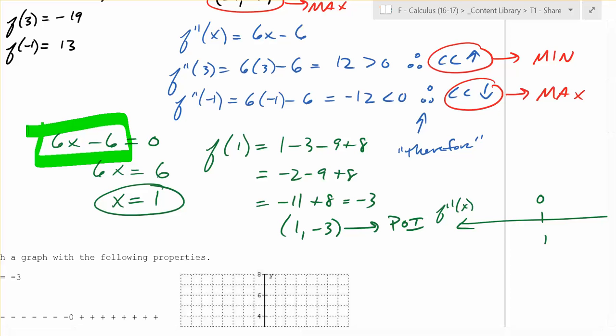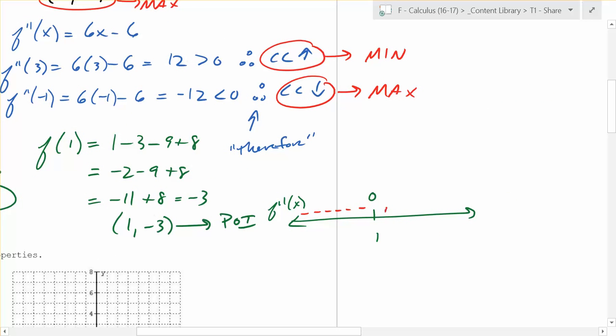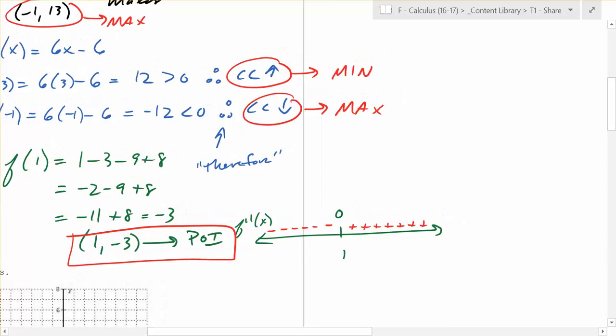Plug in 0 into that. What's f double prime of 0? Negative 6. So that means that this whole thing has to be negative to the left. What's to the right of 1? 2. What's f double prime of 2? It's going to be 6. So that means that to the right is going to be positive. So it's concave up. Did it change concavity? Yes. So this is indeed what? A point of inflection.